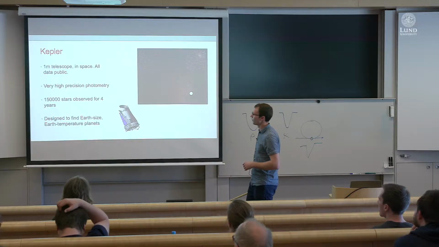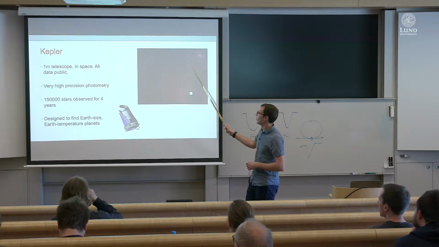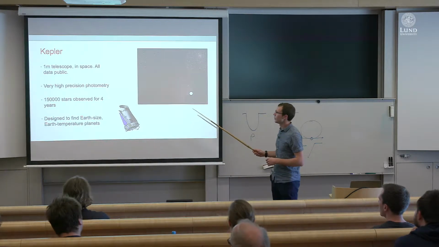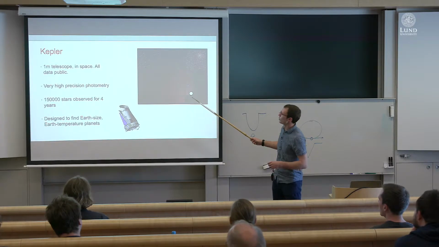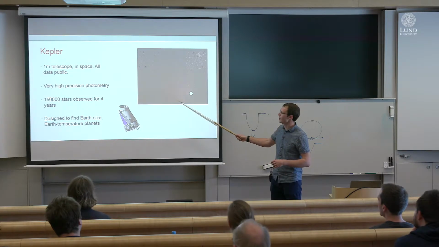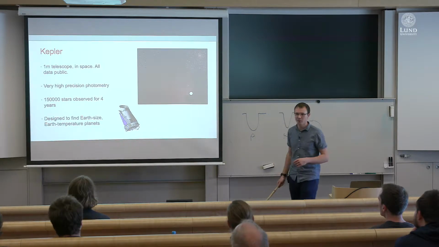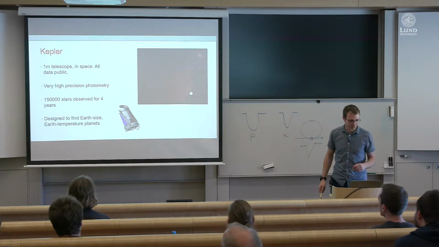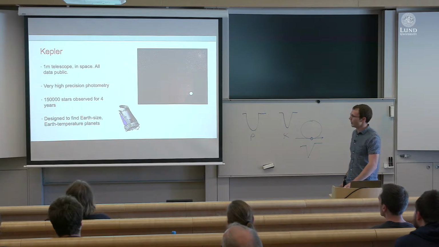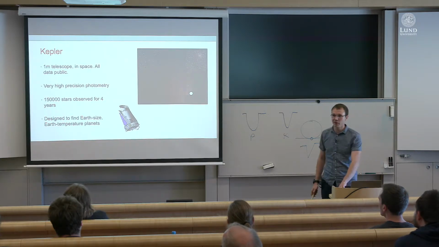Not always that in some others. It observed one region on the sky and just stayed there pointing at it for 4 years. You can't really see with the contrast, but there are different CCDs here, and that's the full moon for comparison on the sky. So a nice big chunk of sky, with 4 years of data and very precise measurements of the stellar brightness.